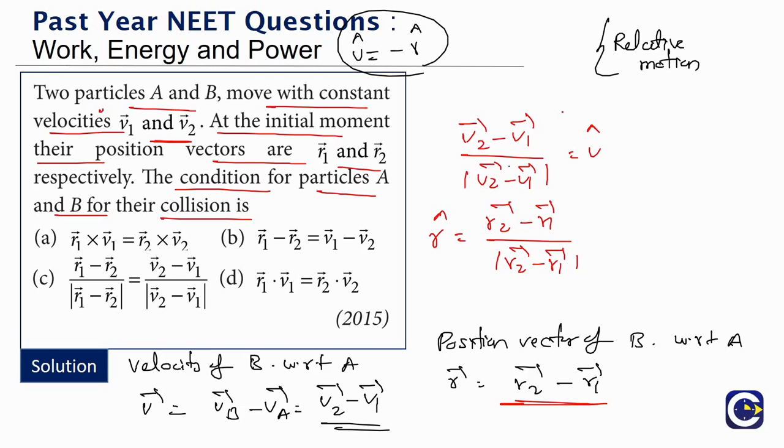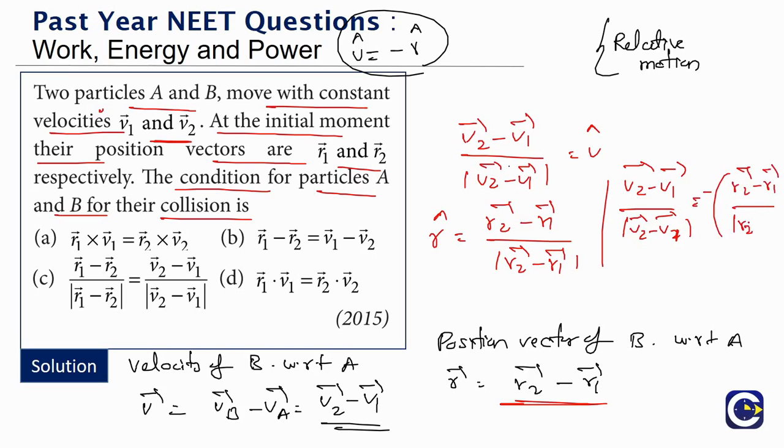Now the relation we are looking for is what? V cap must be equal to minus R cap, right? Which means what? (V2 minus V1) by modulus of (V2 minus V1) should be equal to minus of (R2 minus R1) by modulus of (R2 minus R1). If you look at minus, it will go inside, right? So it will become minus R2 plus R1.